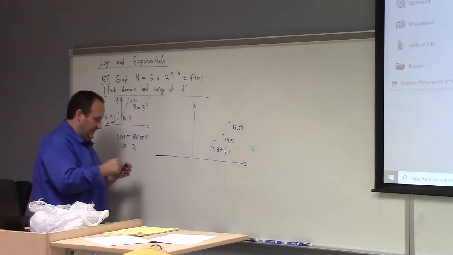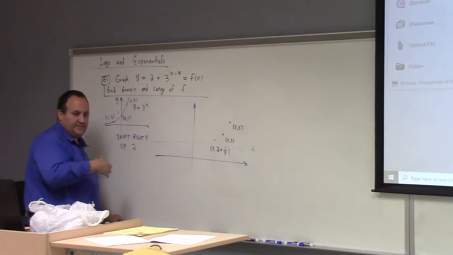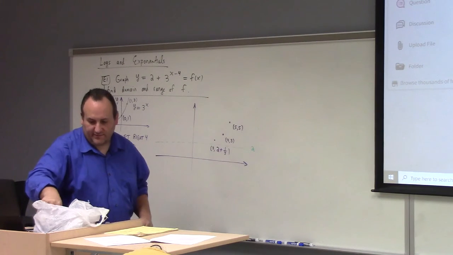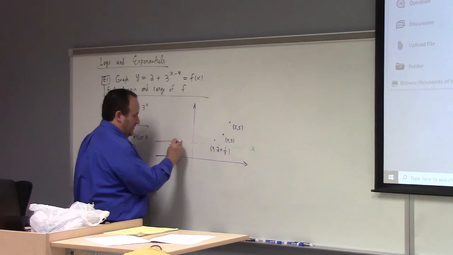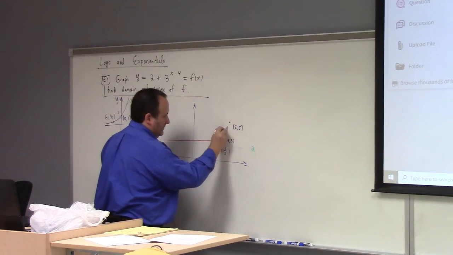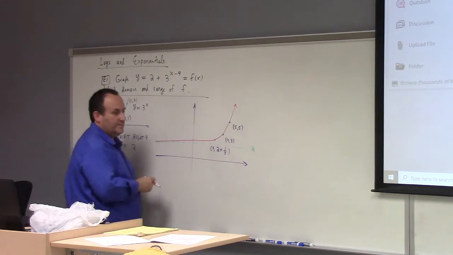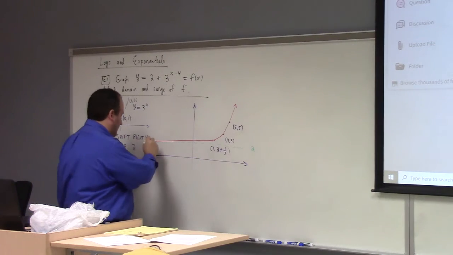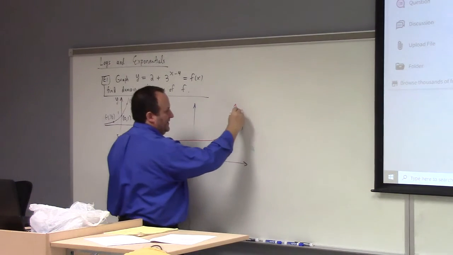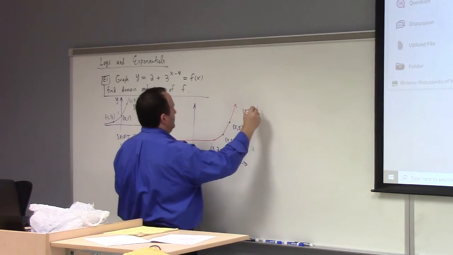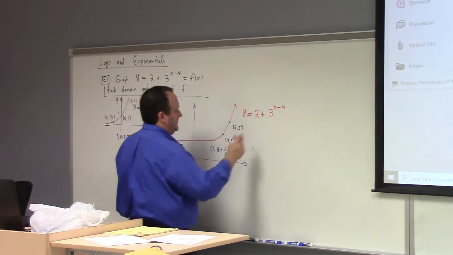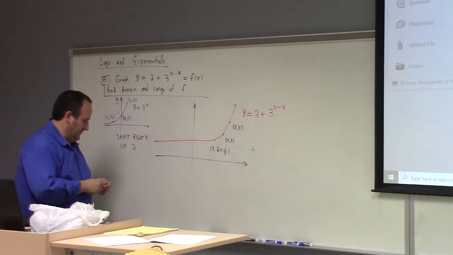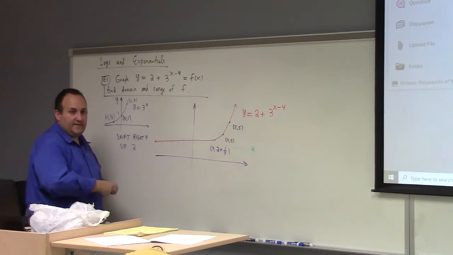Okay, and now we can graph the transformed function, right? What's the graph look like? It looks something kind of sort of like that, right? So there you go. There's my best on-the-fly graph on the board I can do for you. 2 plus 3 to the x minus 4. That's what the graph of this looks like. There's the graph of f of x.